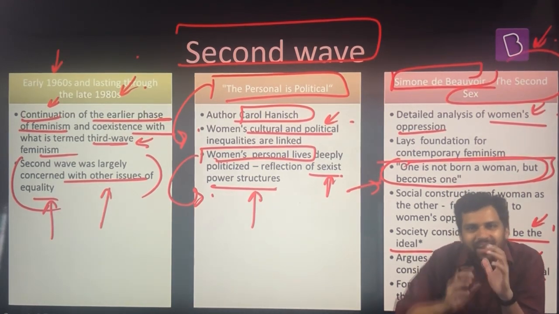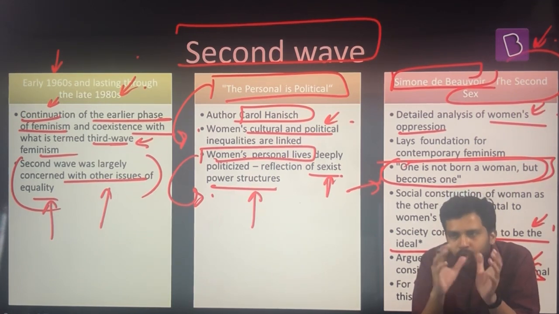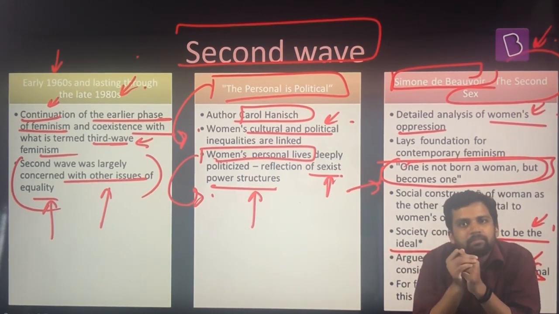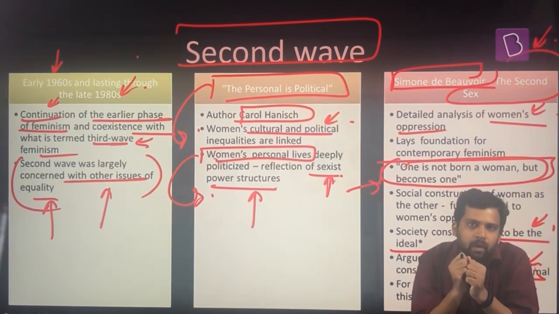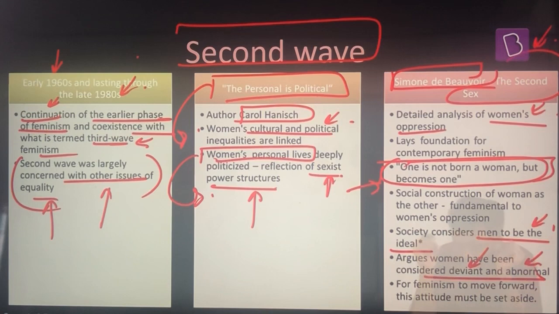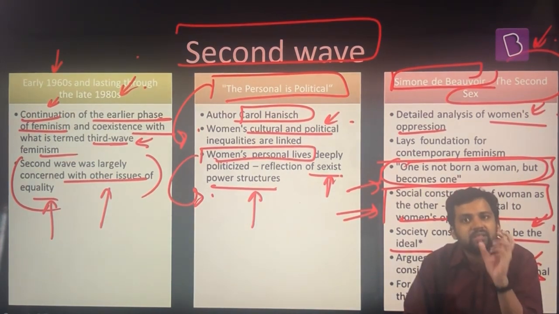So there is a kind of social construction of woman. A woman has to behave in a particular manner. So society decides how she has to behave. And she is considered to be abnormal. And this particular social construction is fundamental to women's oppression. Women are considered deviant, they are considered abnormal.